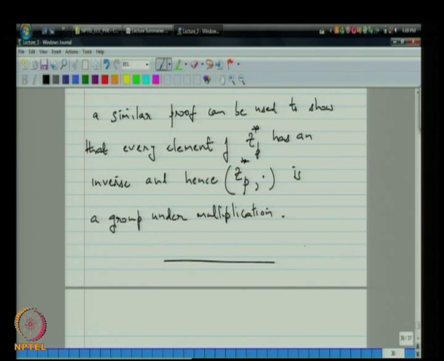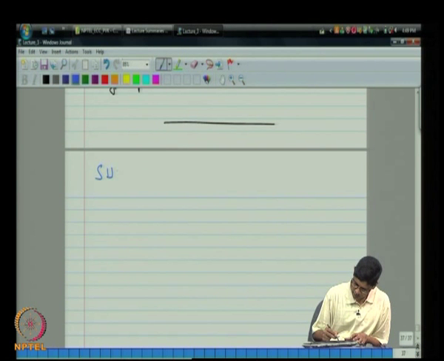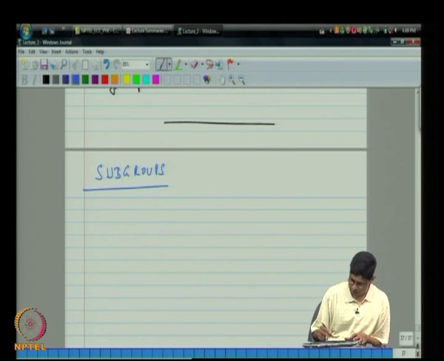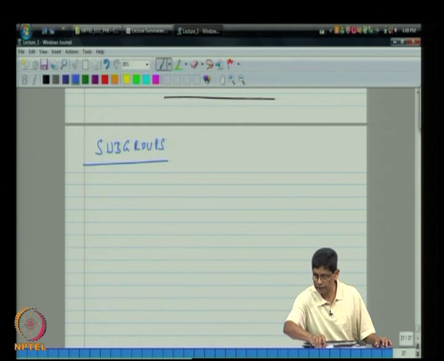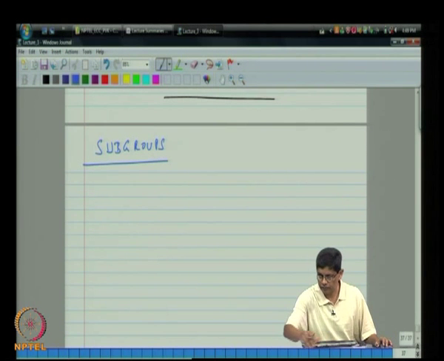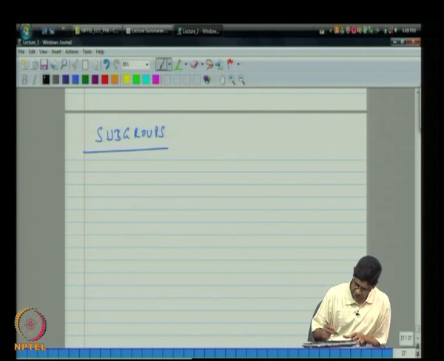So, that concludes yet another example of a group, and so now what I would like to do is continue by talking about subgroups. So, we will begin with the definition.